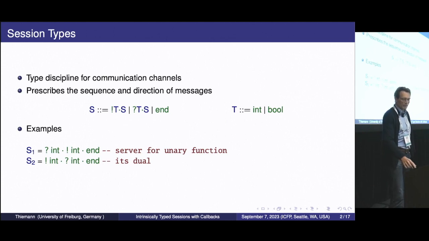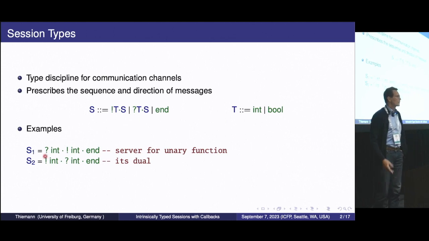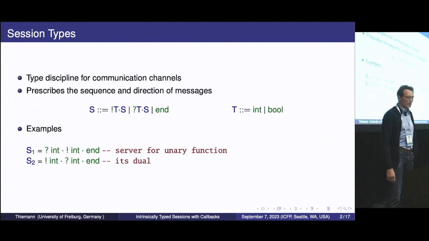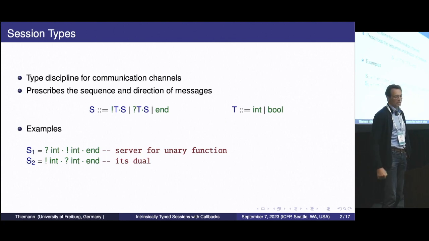And at the bottom you see some examples. Here, this would be a server for a unary function. It first receives an integer argument, and then it sends out the integer response, and then it closes the connection.